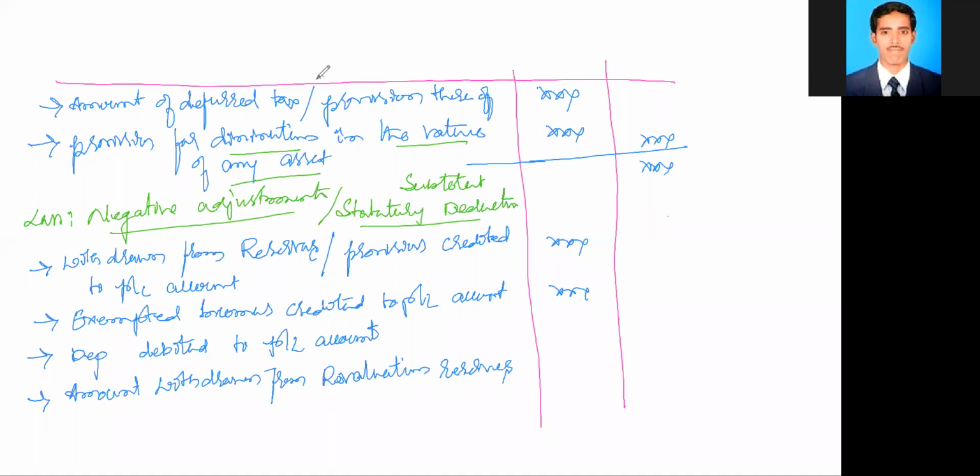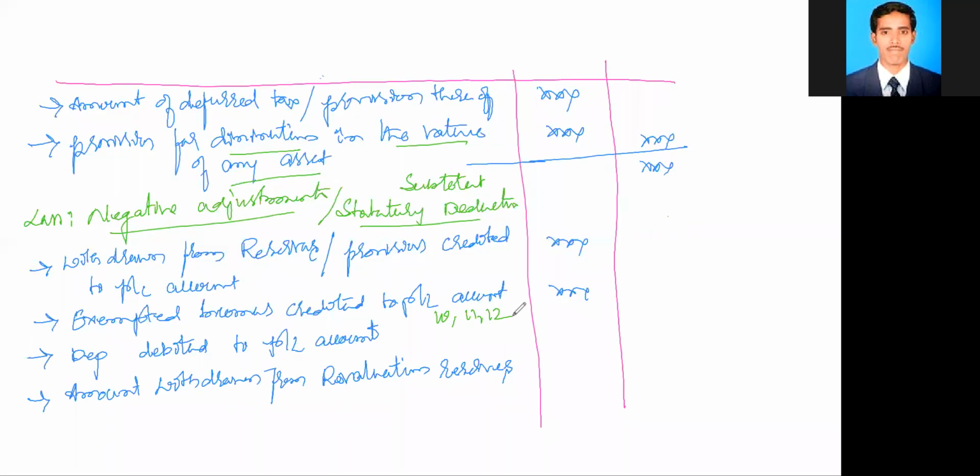Next, exempted incomes credited to the P&L account. Credited to the P&L account means, when do exempted incomes come? Section 10, 11 and 12, all exempted incomes that come here. Only if they are credited to the P&L account do we need to make a less here. If it is not credited, then there is no need to consider it here for deductions.